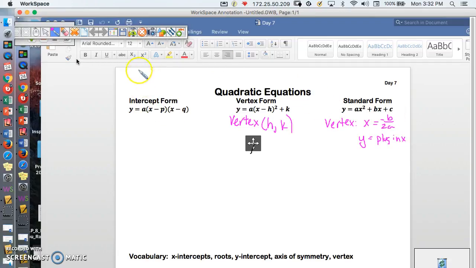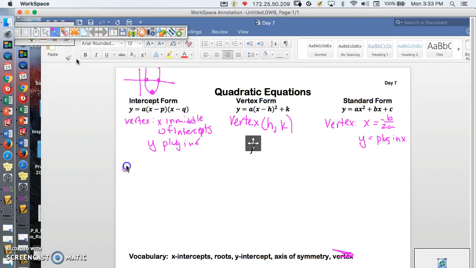Well, when you think about intercept form, let's say we know that these are two intercepts, our vertex down here is right in the middle. So let's put vertex again here. The x is in the middle of the intercepts. And to get our y value, we plug in x. So we've talked about our vertex.